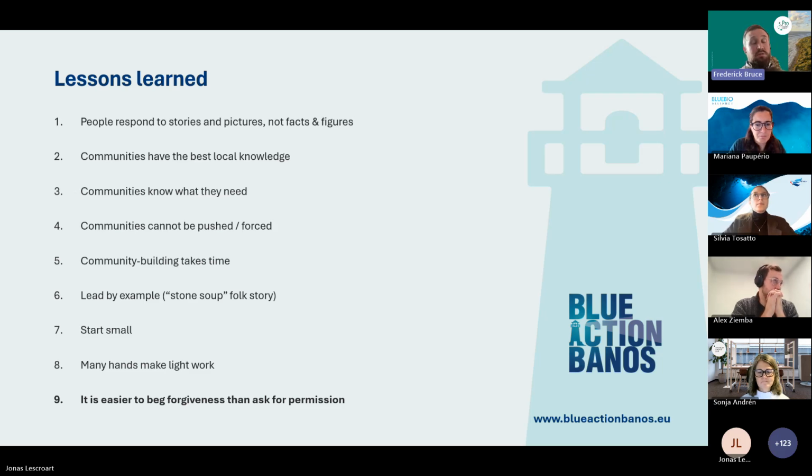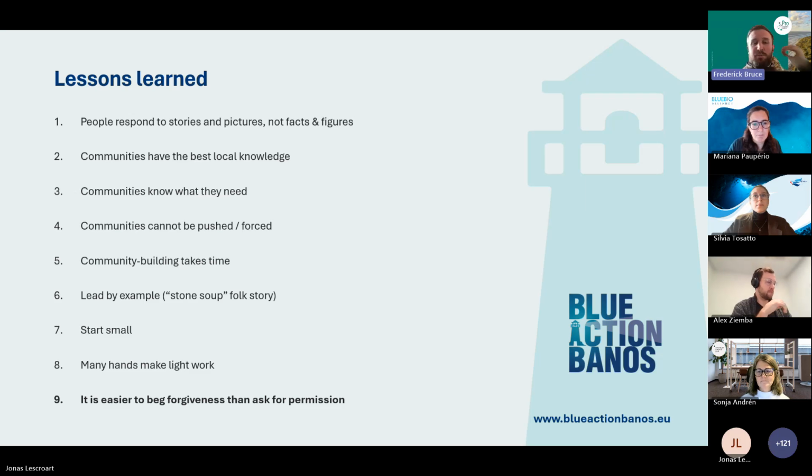Building the community itself does take time. So when planning your projects, allow some time for that. Lead by example, and there's a folk story called the Stone Soup story that you can look up after this, which is an interesting example. Start small, I think, is a very important one. So starting as small as possible, like these micro scale farms that we showed. Many hands make light work. So that basically means use volunteers wherever you can, because they're free and they're usually quite enthusiastic.